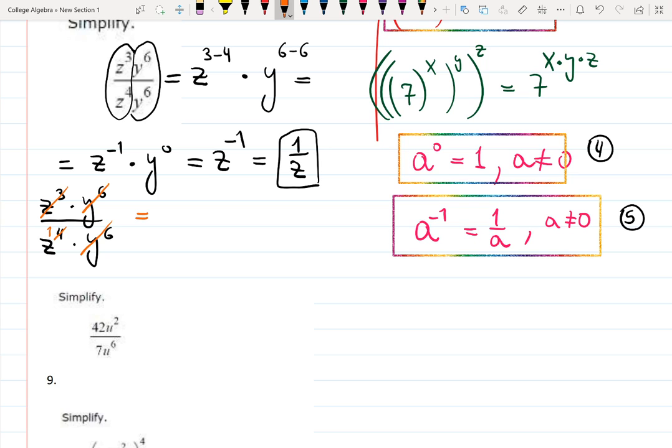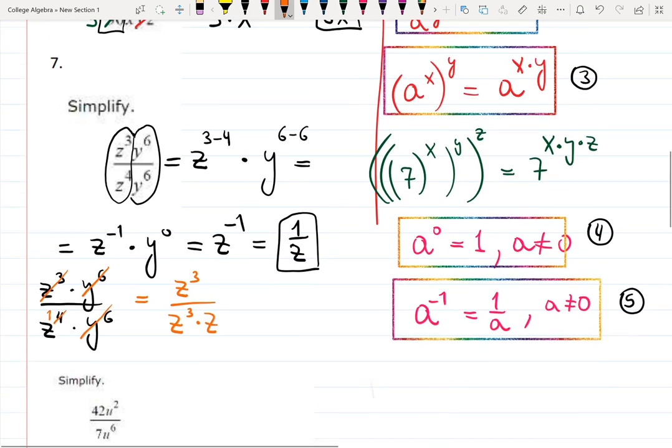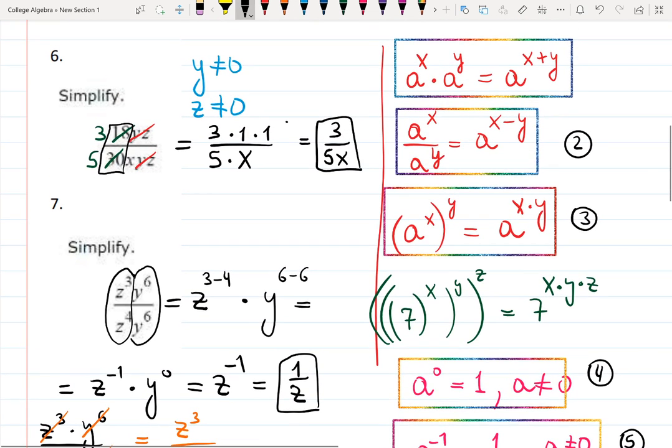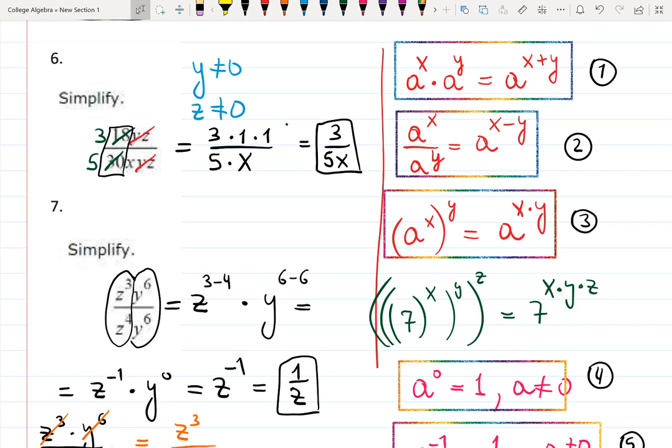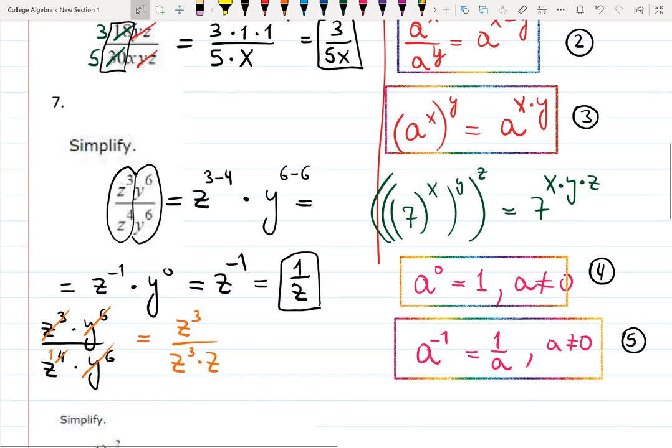How do I know that? Because I'm kind of working with z cubed over z cubed times z. Check the formula number 1. The formula number 1 says that z cubed times z to the 1 will give you z to the 3 plus 1. That's 4. That's exactly what I'm doing here. And now you can cancel out z cubed and z cubed. So the answer is 1 over z, which is the same thing.